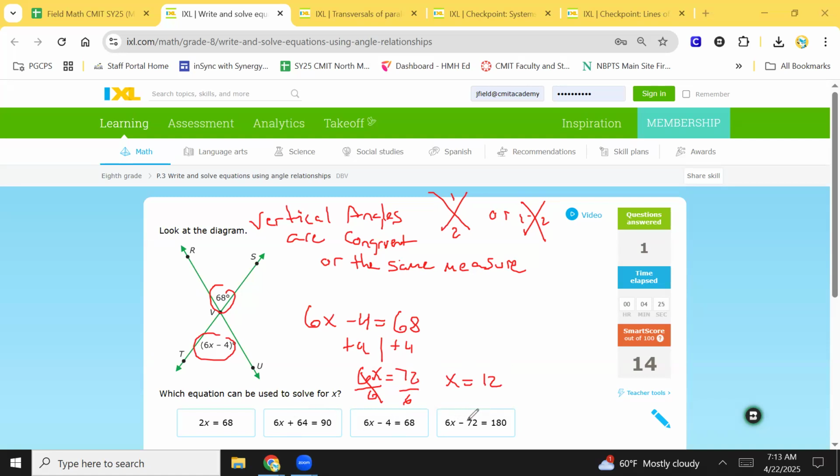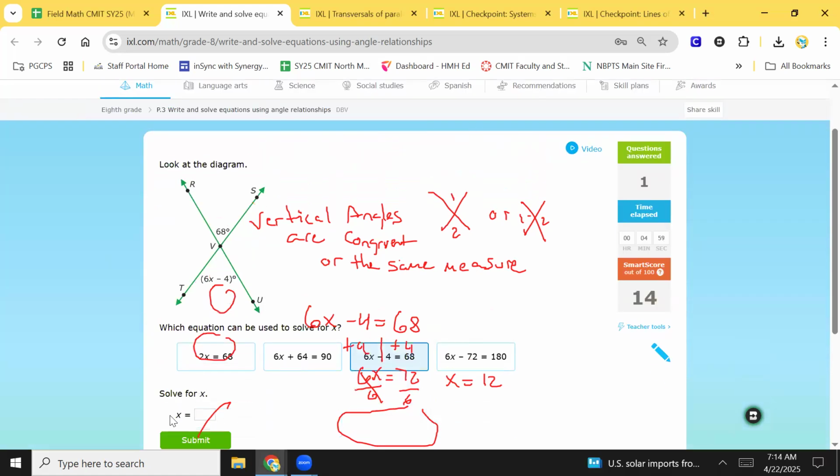And so now we got to choose an equivalent expression. 2x equals 68. No, I didn't get that one. 6x equals 72. 6x plus 64 equals 90. What? 6x minus 4 equal. Oh, yeah. Right here. Okay. Sorry, guys. All right, and then x equals 12.